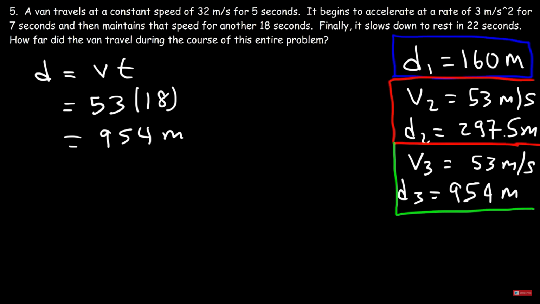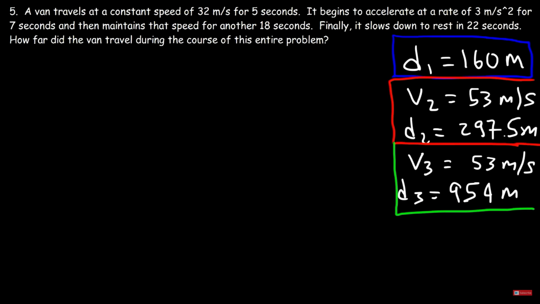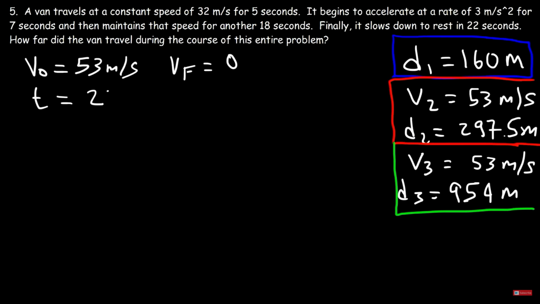Now what about part 4? Finally, it slows down to rest in 22 seconds. So because the speed is changing, it's decelerating. The acceleration is negative. The initial speed of part 4 is the final speed of part 3, which is still 53 meters per second. Now the van comes to a stop, it comes to rest, so the final speed is 0. The time in this interval is 22 seconds.